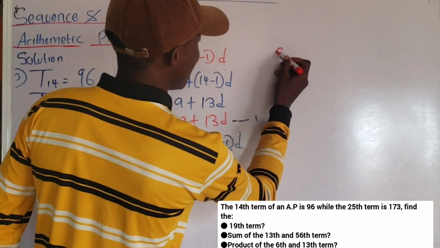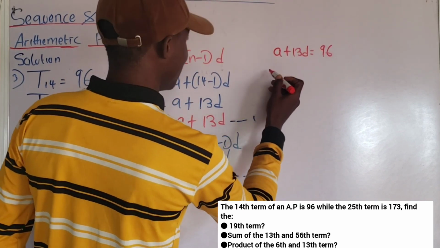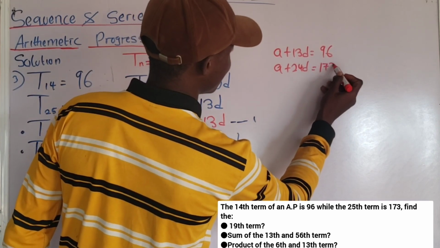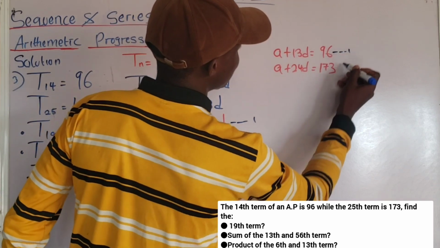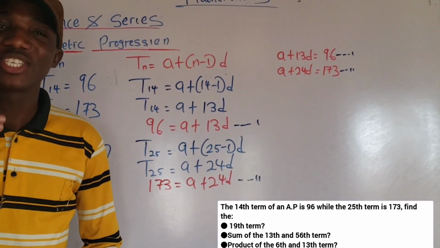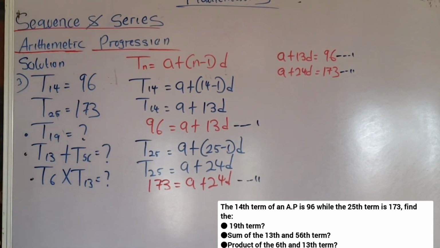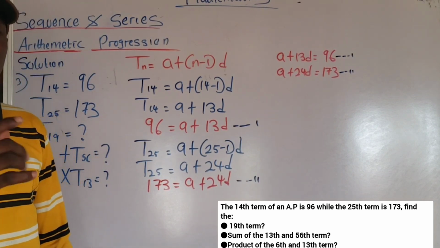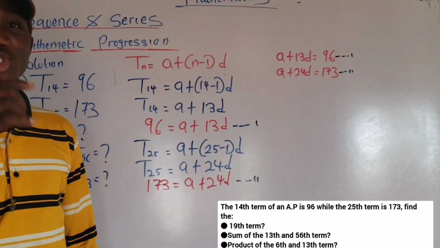Equation 1 is a plus 13d equals 96. Equation 2 is a plus 24d equals 173. Now, the first step to solve these equations simultaneously using the substitution method is that you have to make one of the unknowns the subject of the relation in one of the equations. We are having two equations now.